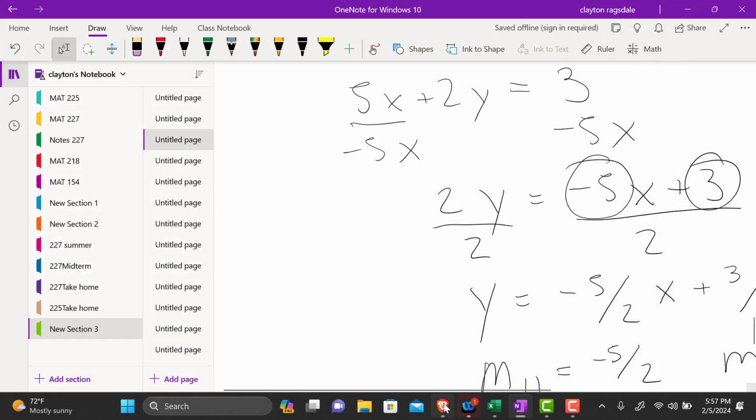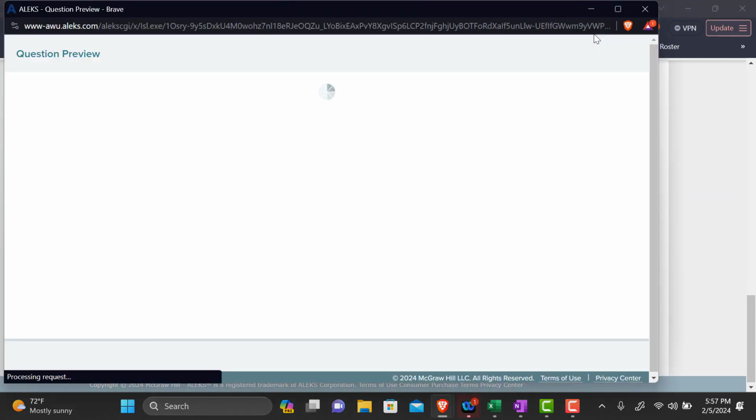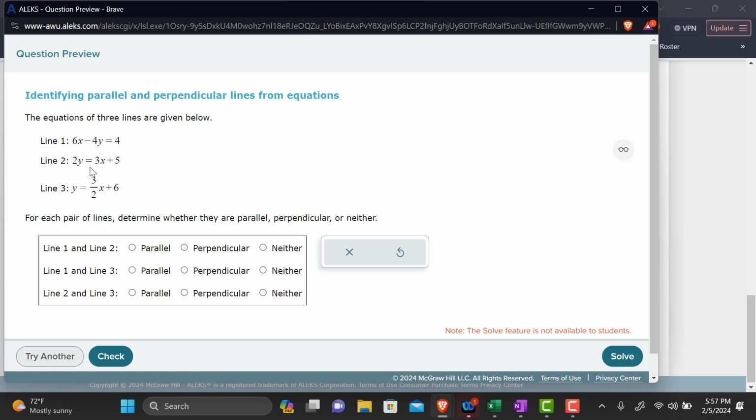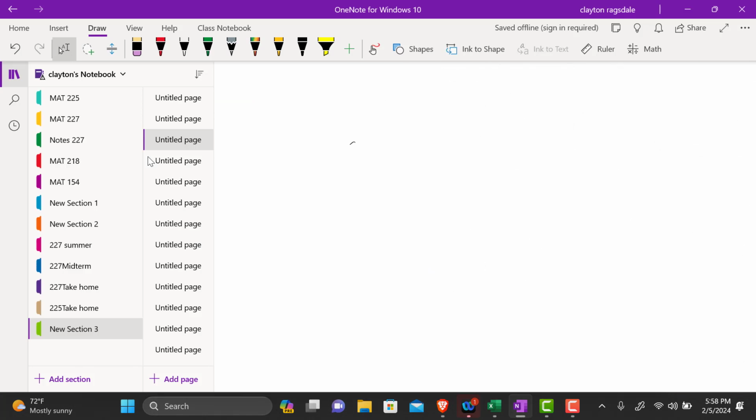Okay, let's do this last option here. Identifying parallel and perpendicular lines from equations. In this case, all we're going to be doing is simplifying and moving things over. And we haven't done one of these, so let's do it. I'm going to write 6x minus 4y is equal to 4. And again, I like y equals mx plus b format.